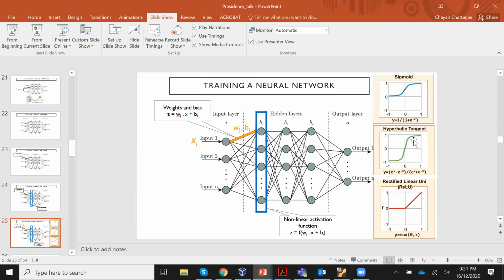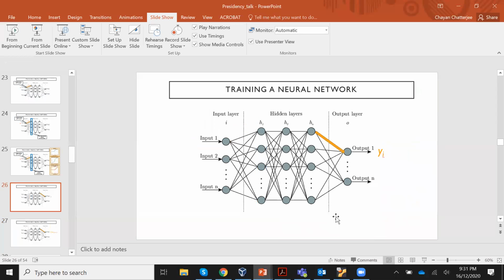And the reason we use this activation function is to introduce some nonlinearity in the model, so that the model is able to learn the non-linear features of the data. And finally, after all of these operations, which happen in all the layers of the model, we get some prediction in the output. And let's say that prediction is yi.